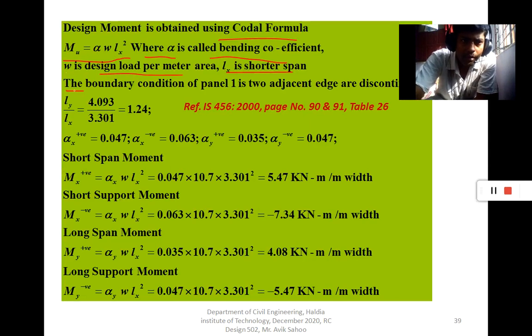The boundary condition of panel 1 is what? Two adjacent edges are discontinuous. The panel is like this. So these two edges are continuous, and these two adjacent edges are discontinuous. And what is the aspect ratio? The aspect ratio is 1.24. So it is less than 2, which means the slab is a two-way slab.